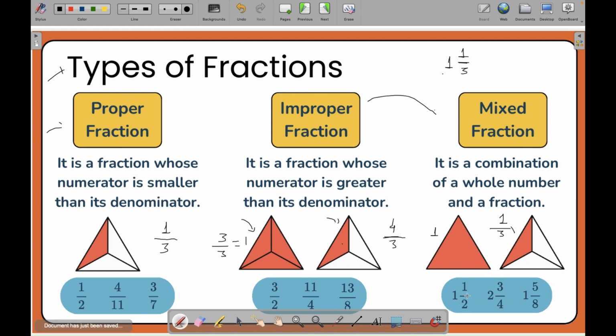So what are some examples of mixed fraction? 1 and a half. So we call this one whole part and half fractional part. 2, 3 upon 4. Right, so 2 whole part, 3 upon 4 fractional part. 1 whole part, 5 upon 8 fractional part. So this is an example of mixed fraction.